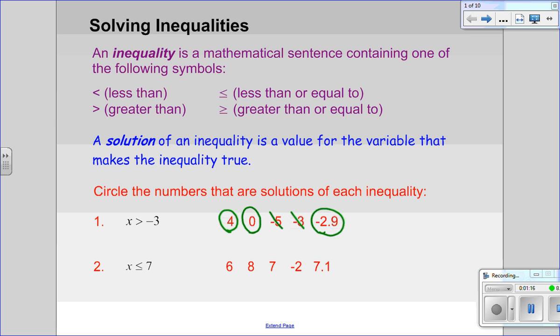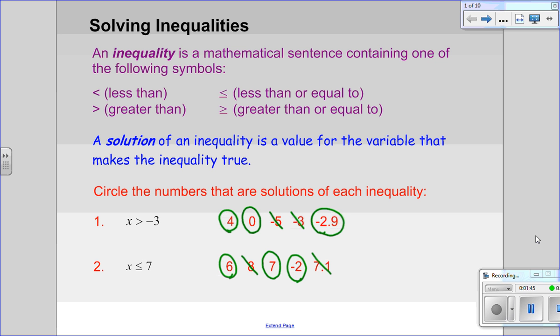For the example, x is less than or equal to 7, we would circle 6 as being a solution for being less than. The 8 is not a solution. 7 is a solution because our symbol states that it needs to be either less than or equal to, and 7 is equal to 7. -2 is a solution for being less than or equal to, but 7.1 is not less than or equal to 7.